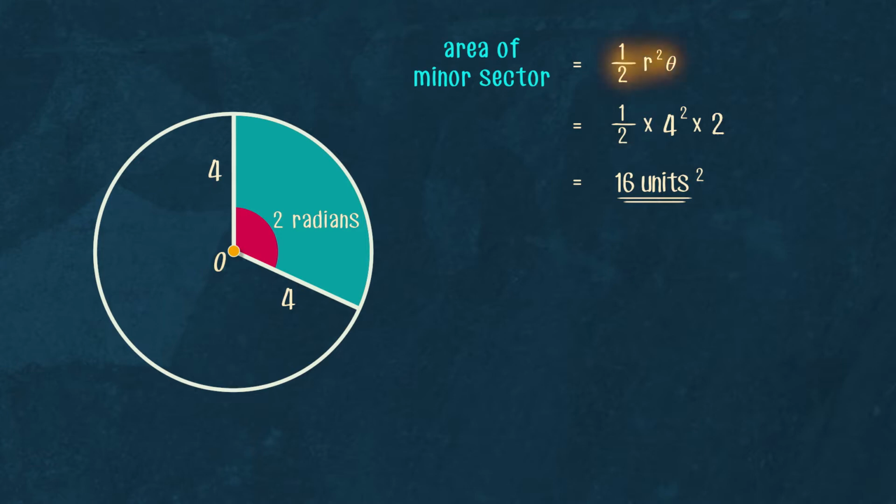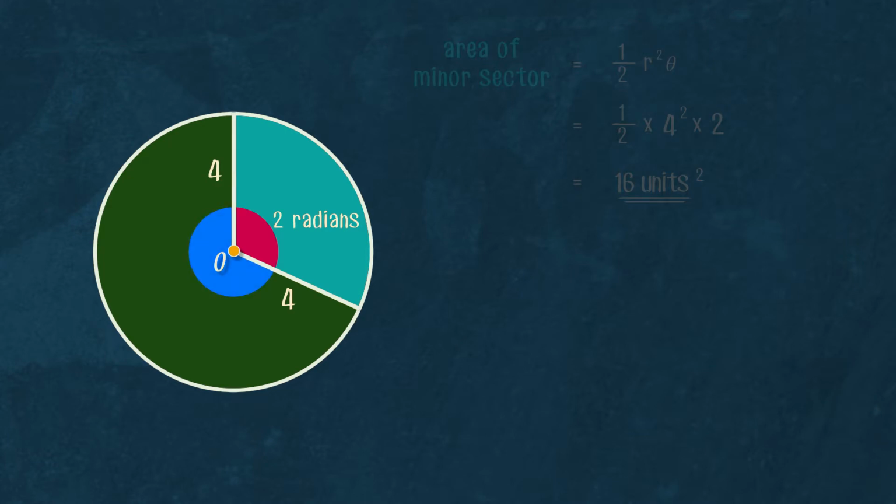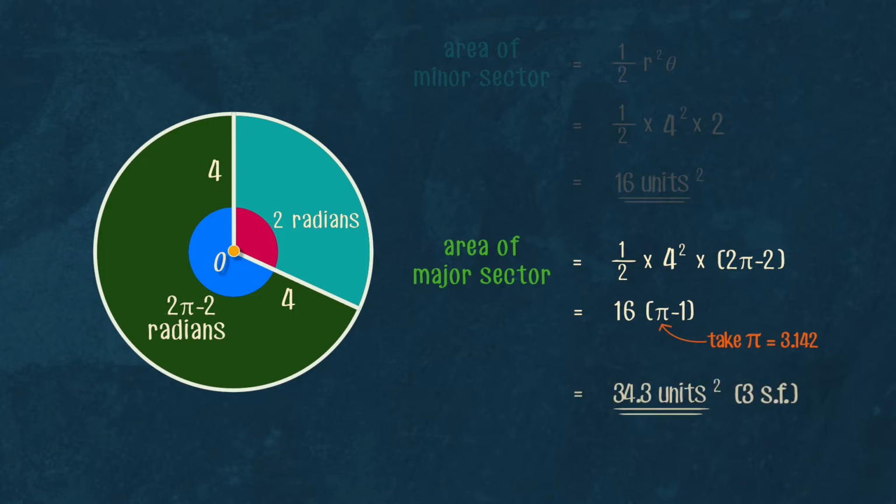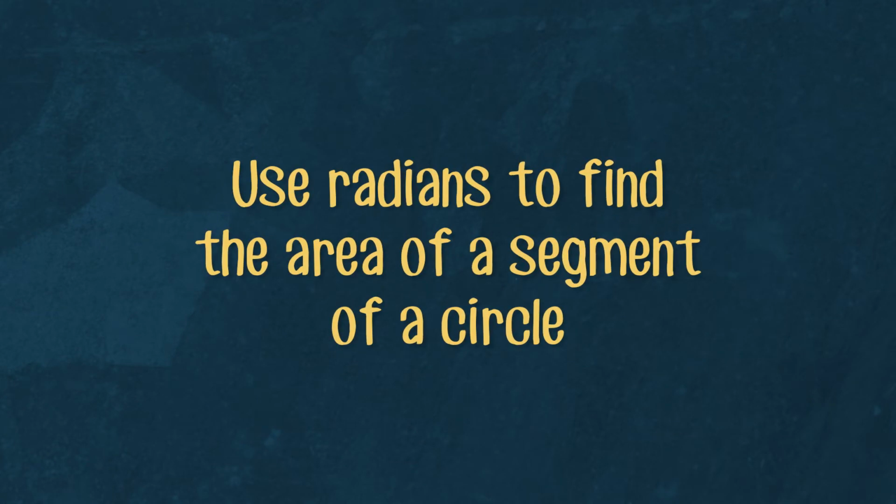Similarly, we can use this formula to find the area of the other sector in the circle. First, we need to find the angle subtended by the sector at O. This angle is 2 pi minus 2 radians. Using this formula again, the area of this sector is half multiplied by 4 units squared multiplied by (2 pi minus 2). We can simplify this to 16 times (pi minus 1). We can either leave the answer in pi or substitute the value of pi and express the answer as a decimal, 34.3 square units.